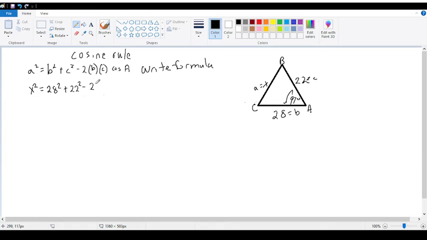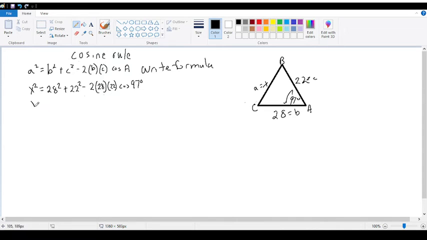Because b and c are just multiplication, it doesn't make any difference which one you put first or second. Just put them together like this to be multiplied. Remember, brackets mean multiplication, and then you put the cosine of A. I should have written the number for A instead, not the letter, so cosine of 97 degrees in this case.